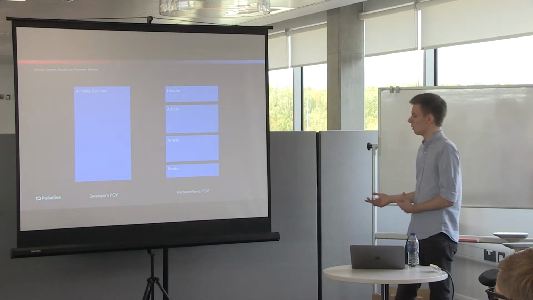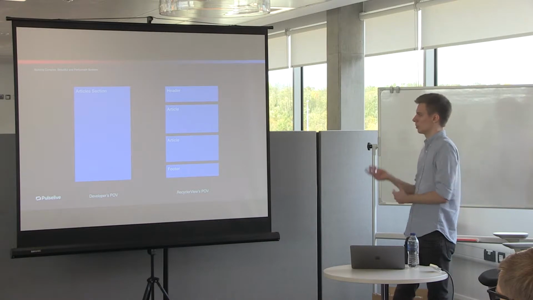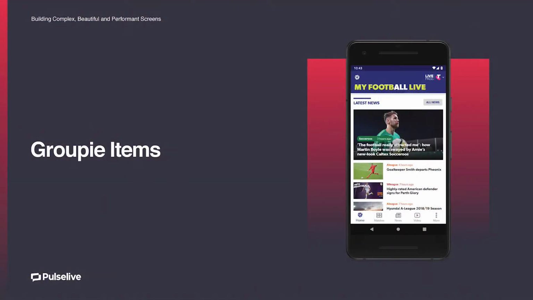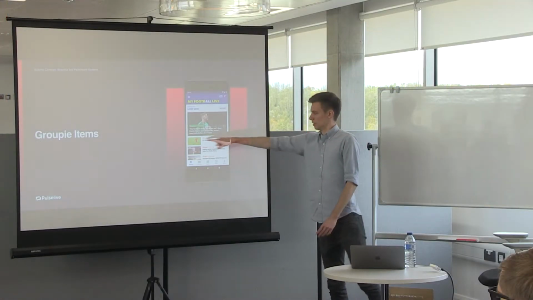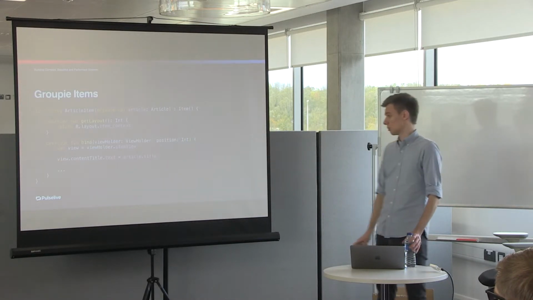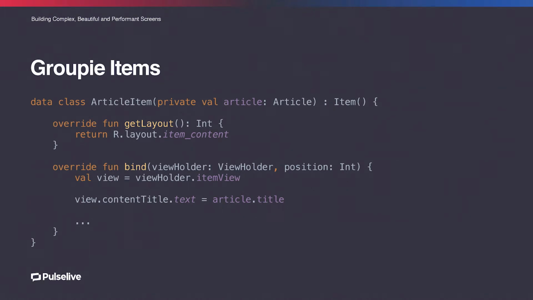I'll go through now some code with Groupie. So again, each view in a recycler view is called an item. So in this example, we'll just look at one row, one item. This is what it looks like. So we define an article item. It takes in an article. For us, with clean architecture, that's an article entity. That extends Item. This is a thing from Groupie. It just tells it, okay, this is a thing that needs to go in a recycler view.